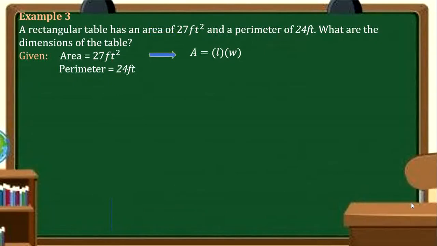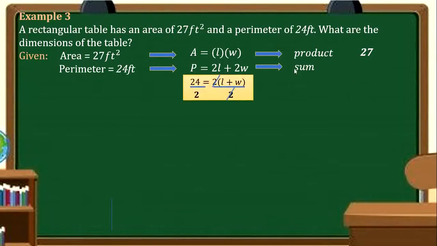Ang formula ng area natin ay length times width. So, that is our product. And then, ang formula ng perimeter ay 2 length plus 2 width. So, that is our sum. So, gagamitin natin dito yung pattern natin kapag ang given ay sum and product. Okay. So, ang product dyan ay 27 dahil ang area ay 27 feet squared.